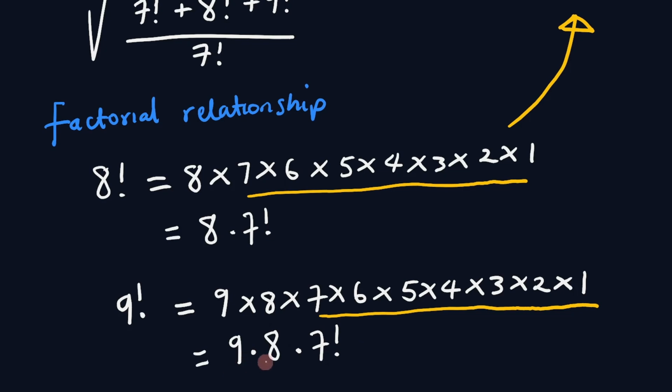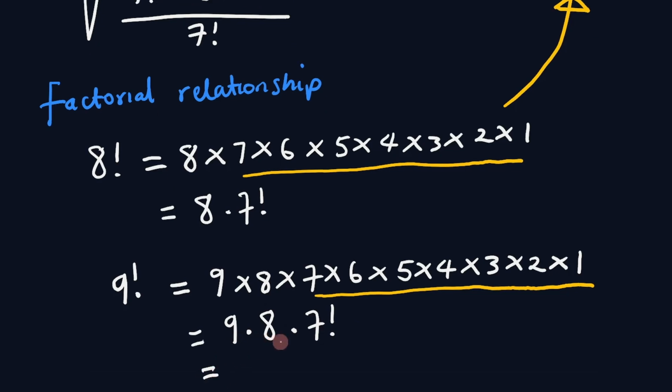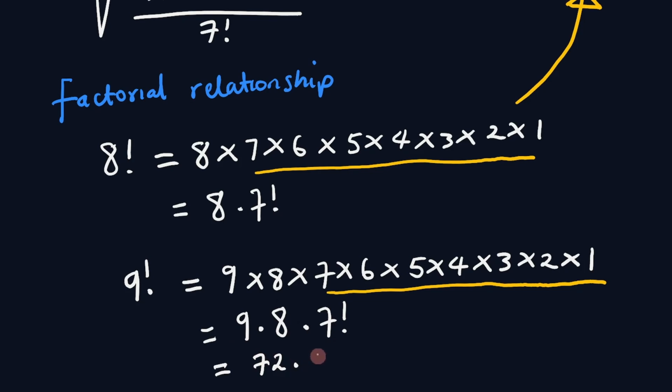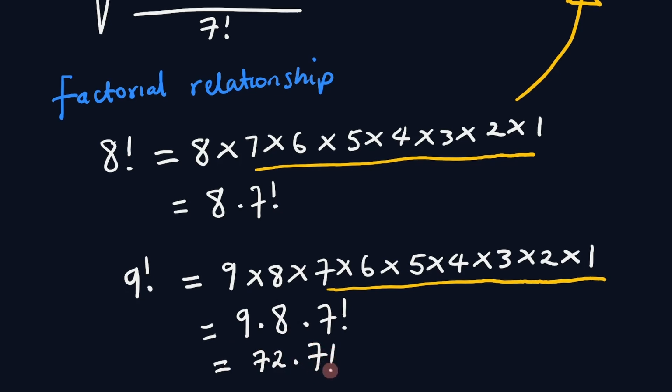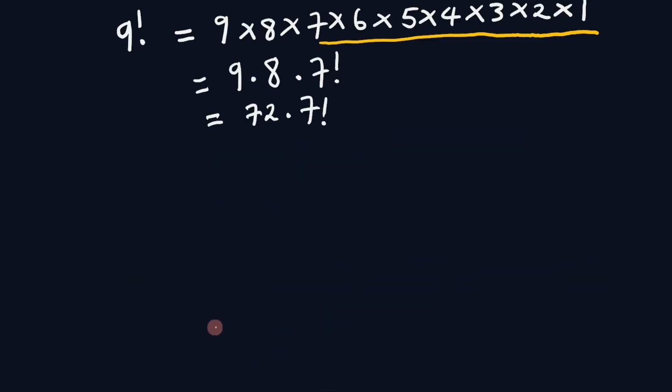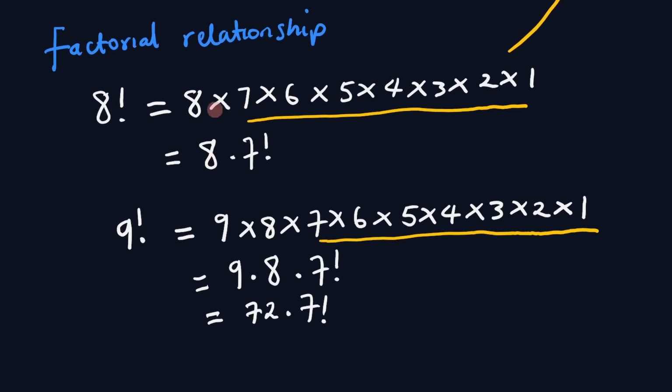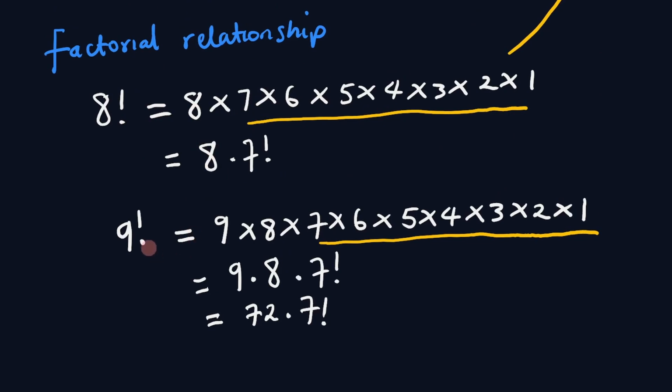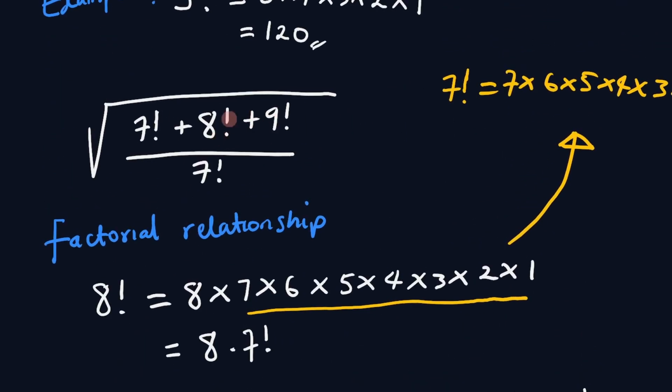And if we simplify this further, 9 multiplied by 8 is 72. 72 multiplied by 7 factorial. Now everything in the question has 7 factorial. We have seen that we have 7 factorial in 8 factorial and also 7 factorial in 9 factorial. We'll apply this in this question.